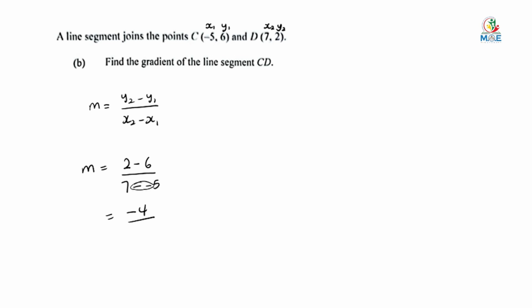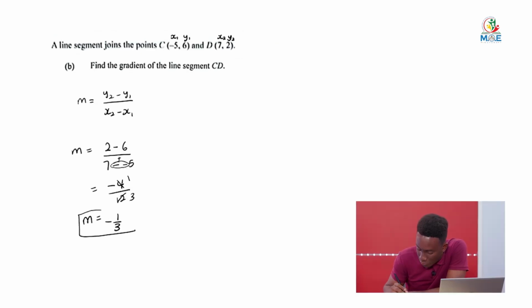So here the two negatives cancel and turn to a plus. So 7 plus 5 would be 12. So this is equal to -4 over 12. 4 into 12 is 3. So the gradient is equal to -1 over 3. So the gradient is -1 over 3.